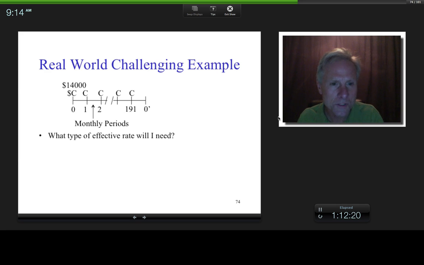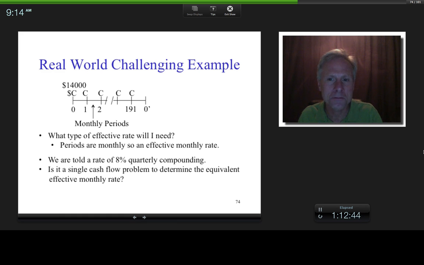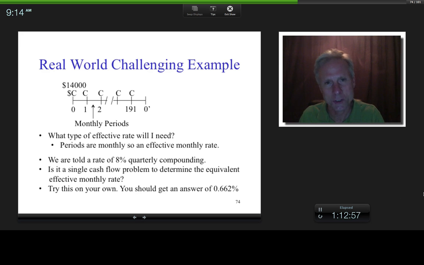These are monthly periods. I'm going to start with the left-hand side. It doesn't really matter what side you start with. So I better be working with what kind of a rate? An effective monthly rate, right? Now we're told a rate of 8% quarterly compounding. So is that a single cash flow problem to figure out an effective monthly rate? It is, right? So try it on your own. You should get an answer of 0.662%.